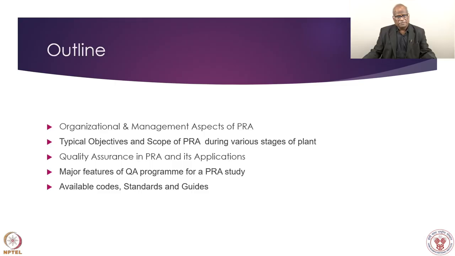So with this, let us start the discussion on quality. The outline of this presentation will be the organizational and management aspects of PRA. Typical objective and scope: because we want to be systematic, it is proper to decide what is the objective of this PRA project and what should be the scope. Why? Because we want to translate this study's output into some real-time application. First, it will be safety improvement. Then the second thing could be some plant-related operational aspects where we want to do some prioritization and identification. If the quality attributes are there, it becomes easier for us to communicate our results also.